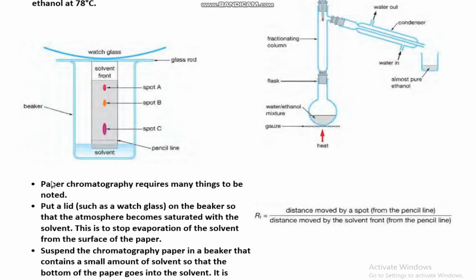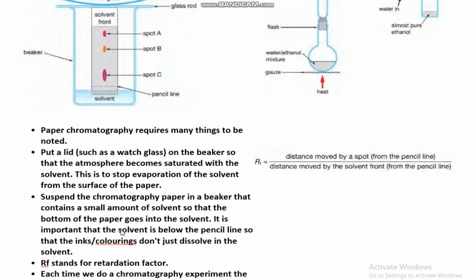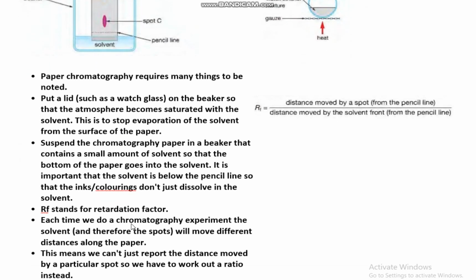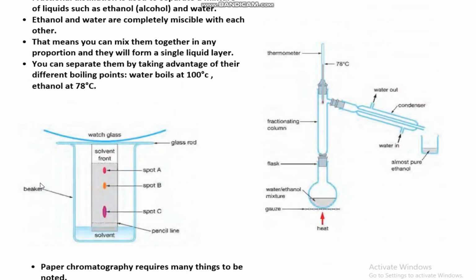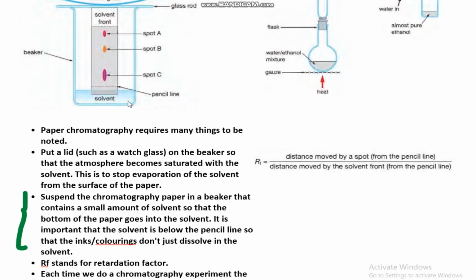And then we have to suspend the chromatography paper in a beaker that contains a small amount of solvent, so that the bottom of the paper goes into the solvent. It is important that the solvent is below the pencil line, so that the ink's colorings don't dissolve in it. This is an important point: if we put the chromatography paper into the solvent, we have to take care that it doesn't dissolve the ink in it.